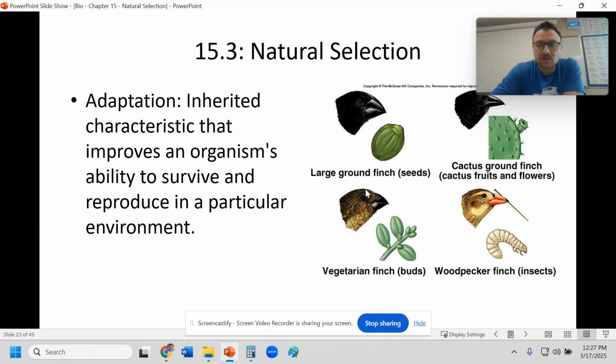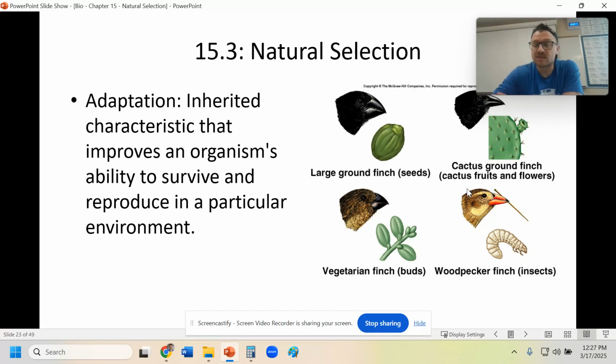But these adaptations are just inherited characteristics. They're going to improve an organism's ability to survive and reproduce in a particular environment. So certain organisms are going to survive better. Like these large ground finches can eat the seeds better than finches with smaller beaks. However, these smaller beaks are better for insects because they can get their beaks into little crevices better than the large beak. So just because one organism has an adaptation doesn't mean it's always going to be the best adaptation for a particular environment.